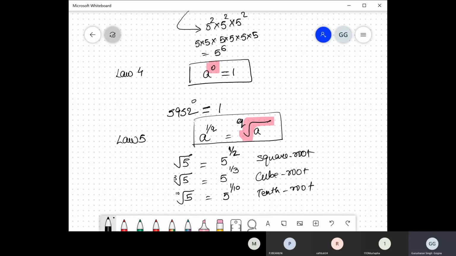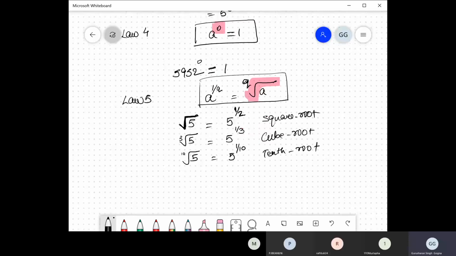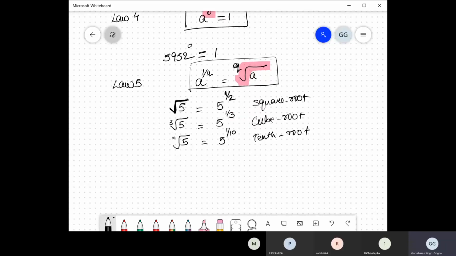Okay, so this is just a notation, but this root notation means you are basically writing 1 over that power, 1 over 2, 1 over 3. So if there is no number written here, by default it is a square root. Square root means the power is 1 over 2. So this is another important law which you need to understand.